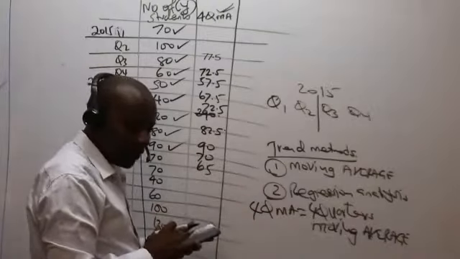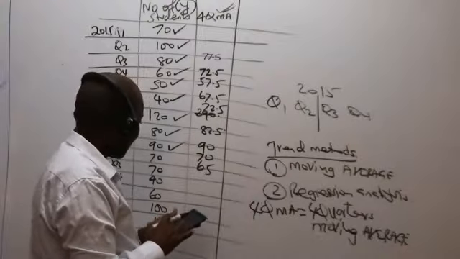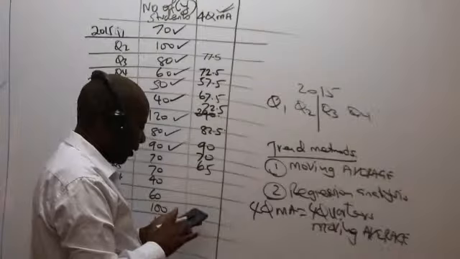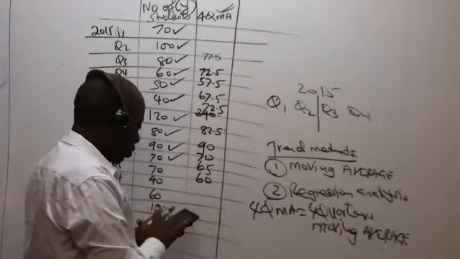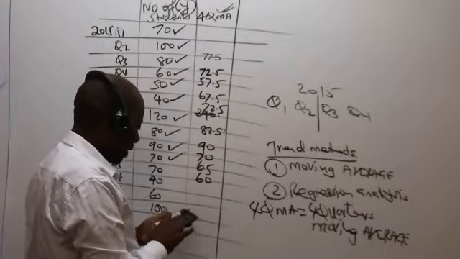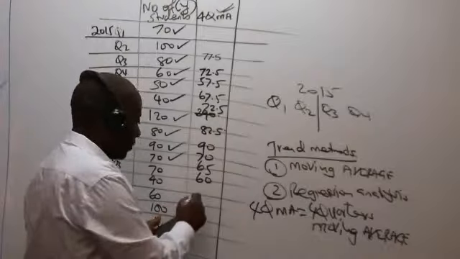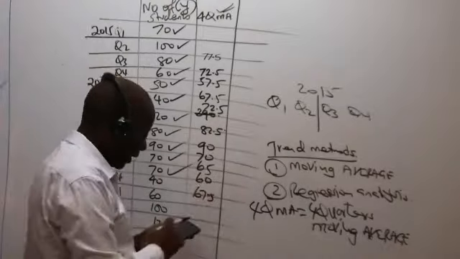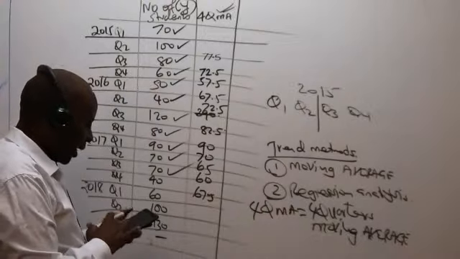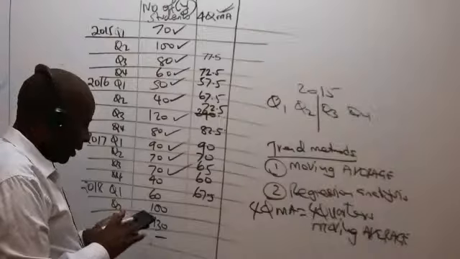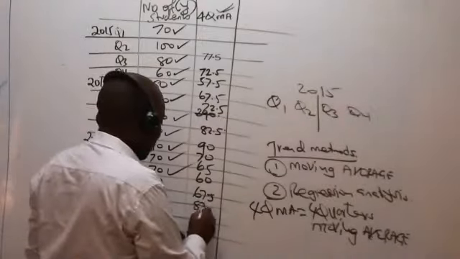So we have 70 plus 40 plus 60 plus 60 equals, divided by 4. What are we getting here? 60, you tick that. So we have 70 plus 40 plus 60 plus 100 equals, divided by 4, which gives me 67.5. I tick that. So we have 40 plus 60 plus 100 plus 130 equals, divided by 4, which gives me 82.5.